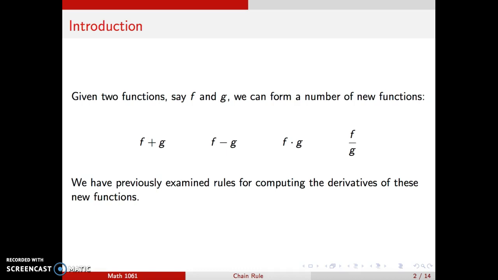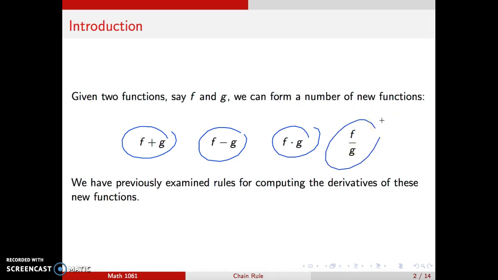So just a reminder, it's old pre-calc stuff, but if we've got two functions, we can form a number of new functions a variety of ways. You can have the sum of two functions, the difference creates a new function, the product, sometimes we have the dot there, sometimes we just write them next to each other, and a quotient. So you've got those four standard arithmetic operations that we know.